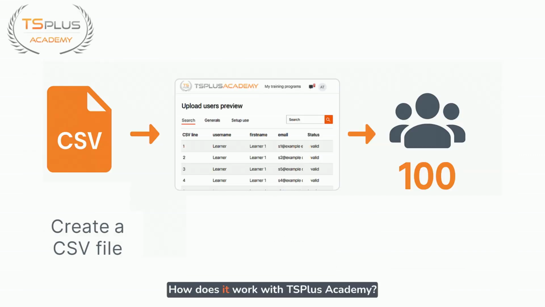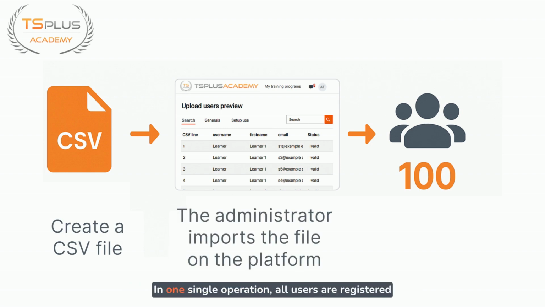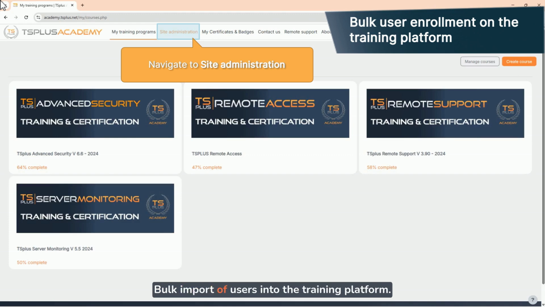How does it work with TSplus Academy? The platform administrator simply imports your CSV file. In one single operation, all users are registered. Result: 100 registrations in less than a minute. Bulk import of users into the training platform.